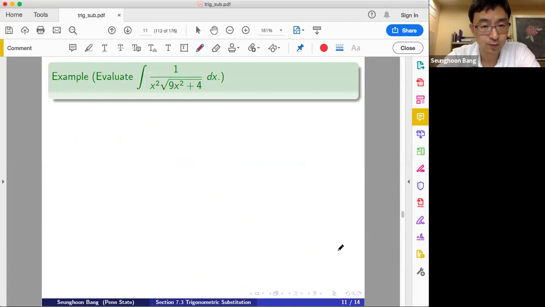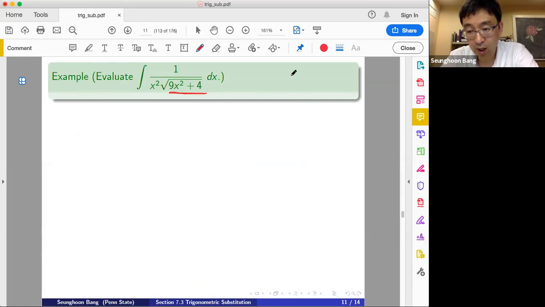The next example here is similar. You need to use the trigonometric substitution because we have this form, 9x squared plus 4. So this one, you can use the trigonometric substitution. What is x? What kind of function do you use? Sine function, tangent function, or secant function? Which one?